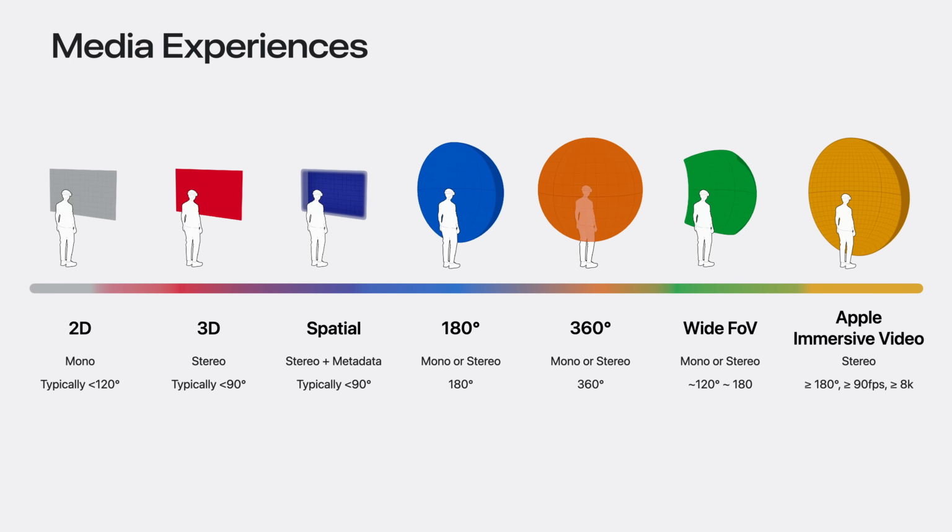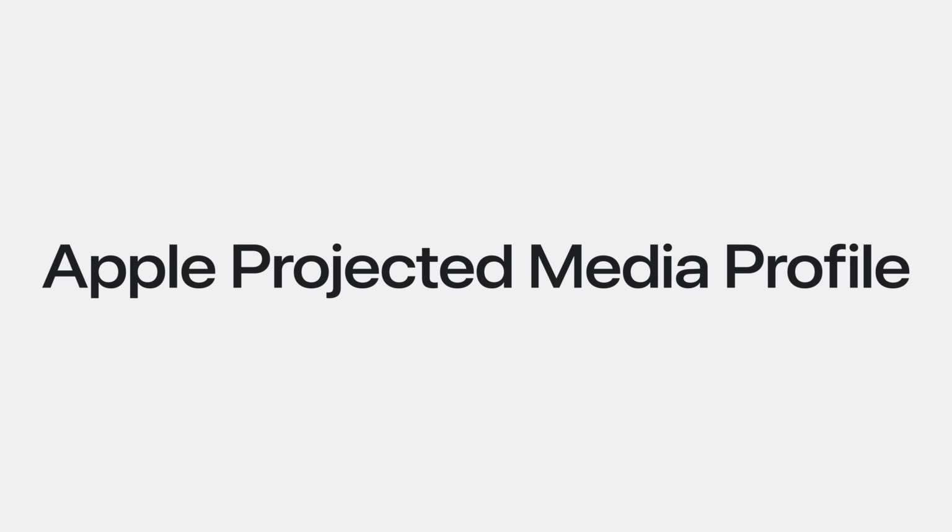This year, we're going even further by adding support for 3 new types of media experiences. We're bringing system-level support for 180, 360 degrees, and wide field of view media captured by popular third-party cameras from Canon, GoPro, and Insta360. Altogether, this gives visionOS 26 the most comprehensive lineup of ways to experience immersive media. This industry-leading support is made possible by the Apple Projected Media Profile, which provides a flexible way to express additional per-pixel geometrical operations called a projection for ideal presentation to the viewer.